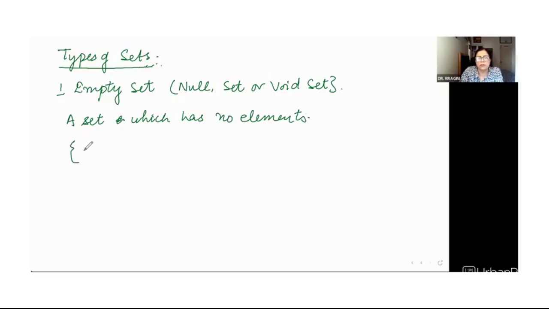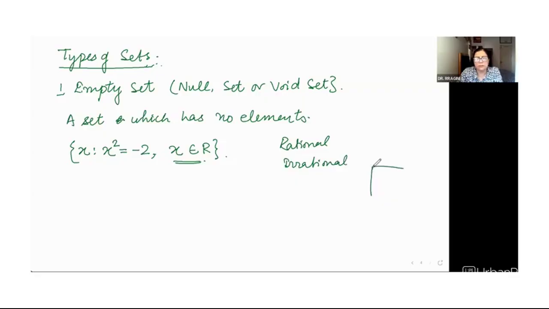I can give you one example in set builder form. If I write x is such that x square is equal to -2 and x belongs to R. Now tell me, x is a real number. Till class 10, you have learned about real numbers, that all the numbers which are rational, irrational. So if this is the set of real numbers, this is rational, this is irrational. Though they are disjoint sets, we will learn later how to present them.